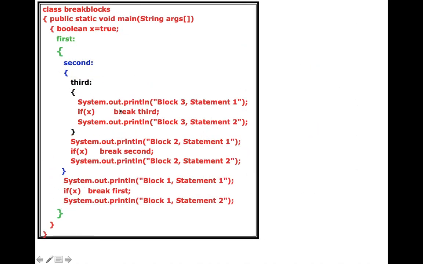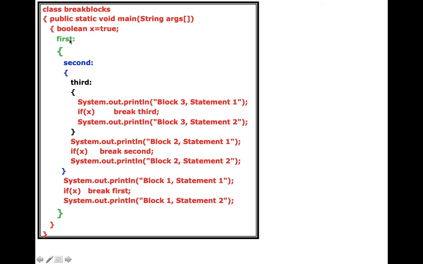Over here there are three statements: if x break third, if x break second, if x break first. Now let's see how this will work. Things are simple and interesting. Pay good attention. Over here there is a boolean variable x which is equal to true. I have made it true. I could have made it false also, but I made it true.